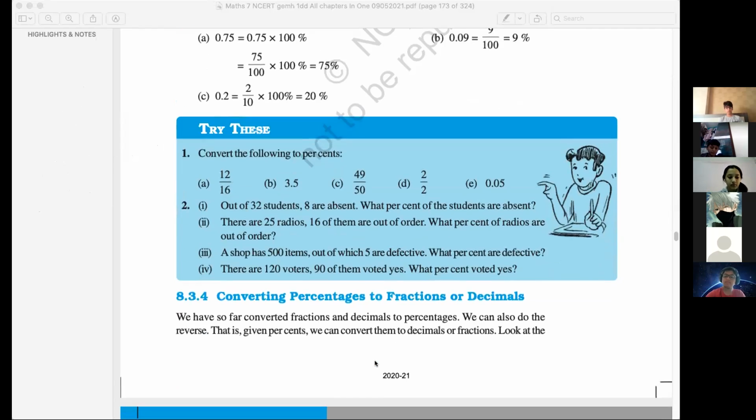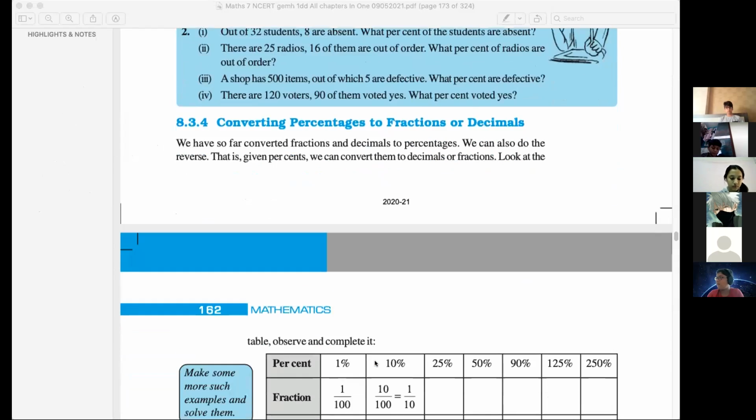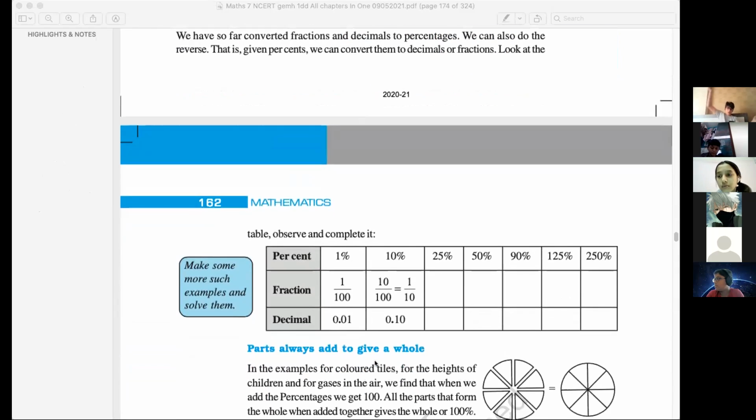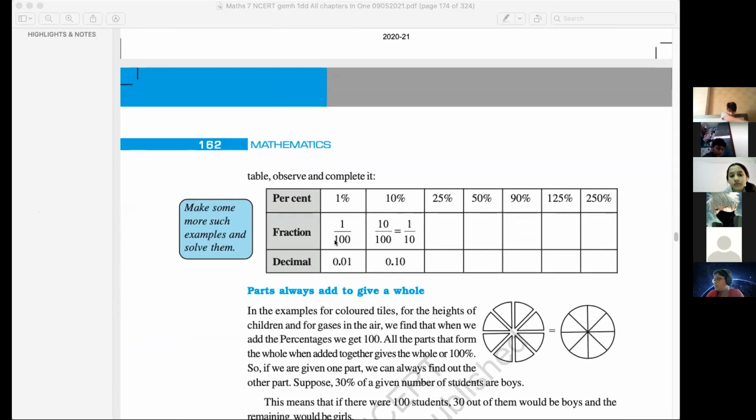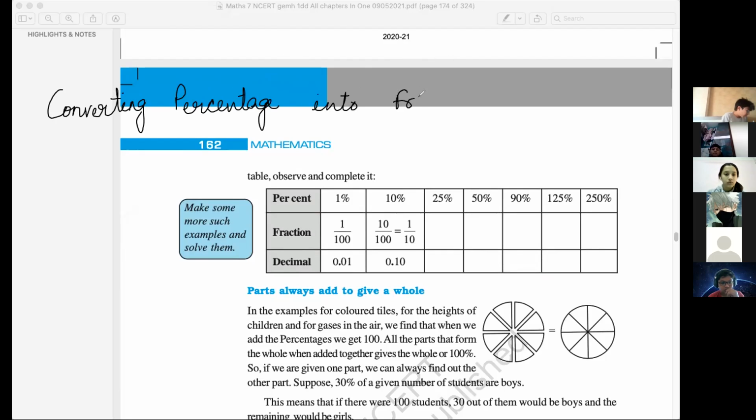Now converting percentage to fraction. Reverse: divided by 100. 1% means 1 by 100. Okay, remove the percent sign and divide by 100. Converting percentage into fraction or decimal, anything you can convert. Okay, fraction or decimal.